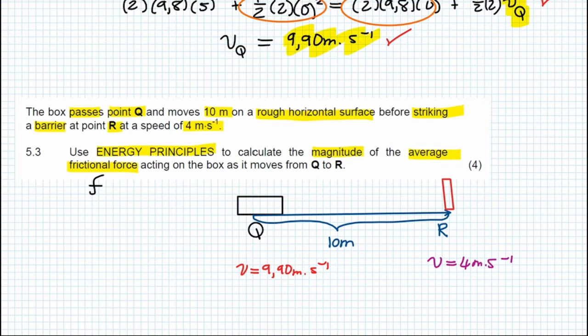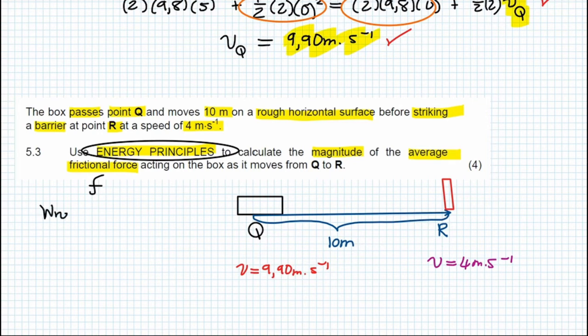The words energy principles mean that we must stick to the formulae that involve energy. So we must calculate the friction force by making use of the work energy theorem. We may not, for example, make use of Newton's second law and the equations of motion, because if we do so, we're going to lose all of our marks. So we're not going to do the calculation that way. I'm going to start off by writing out the work energy theorem.